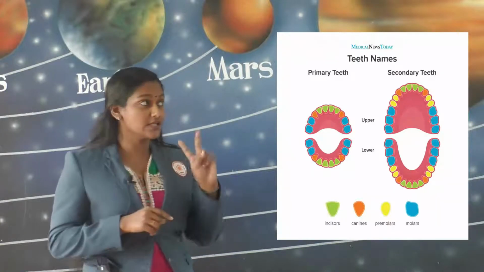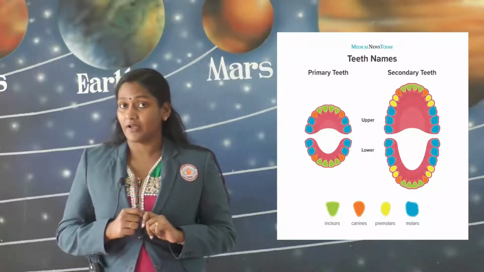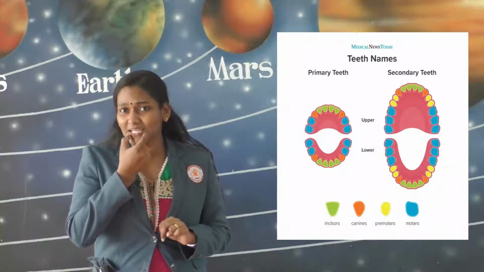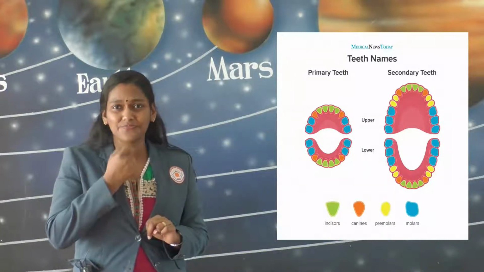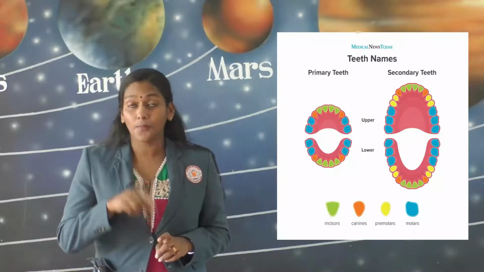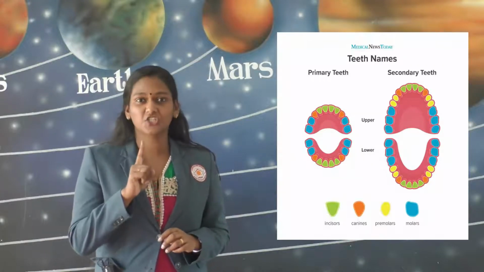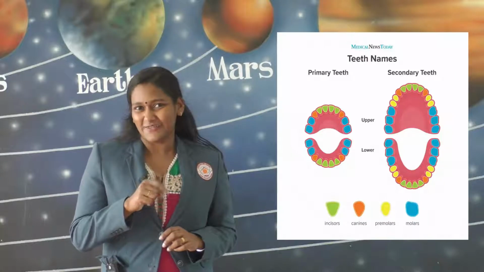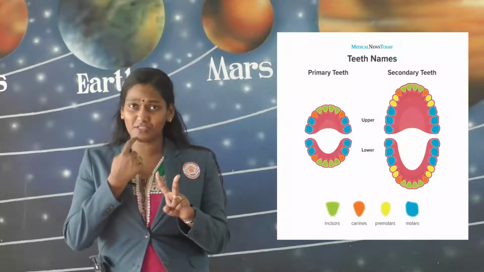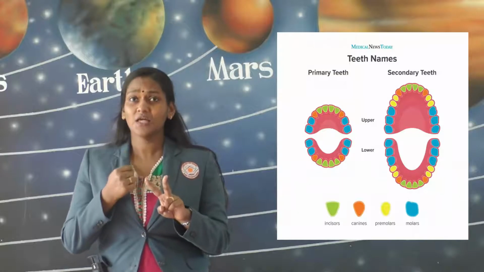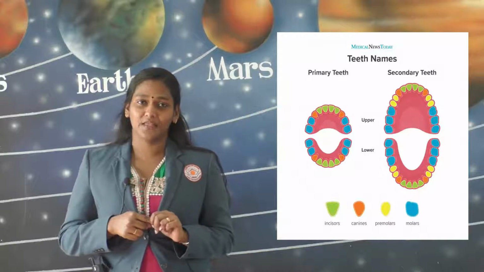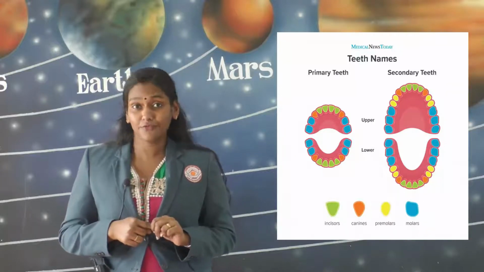Then second one, the canines. There are 2 canines, one on either side of the incisors, for tearing food. They are pointed and sharp. So canines are very pointed and sharp, which is helpful for tearing food.